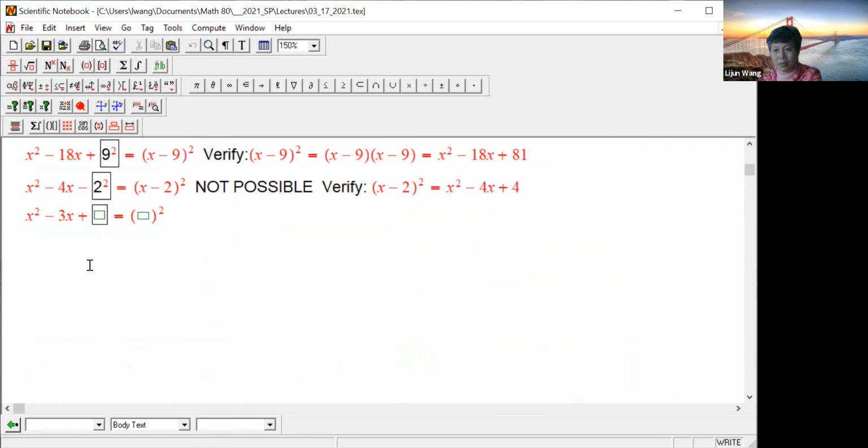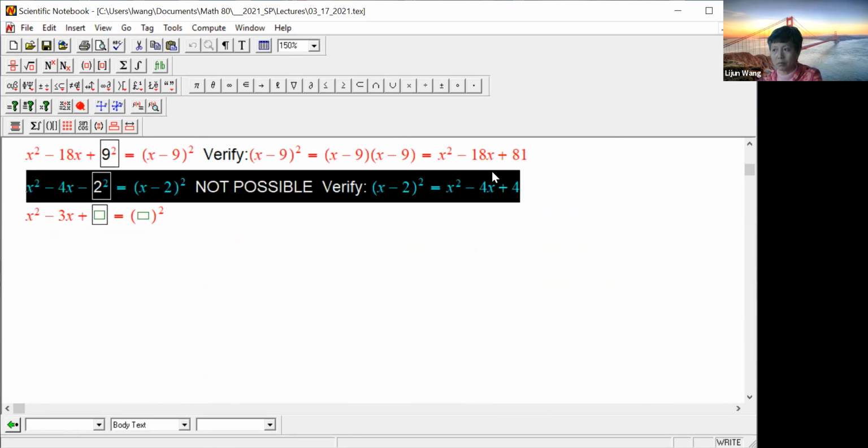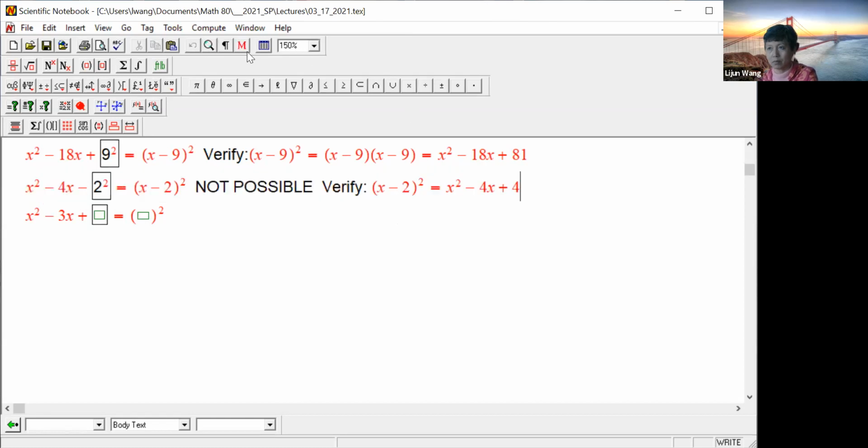Now let's look at the last one. So this third one is impossible. It doesn't work. It will never work. Okay, trust me, you can keep trying and come back to me. Tell me if you find something that works and let me know.